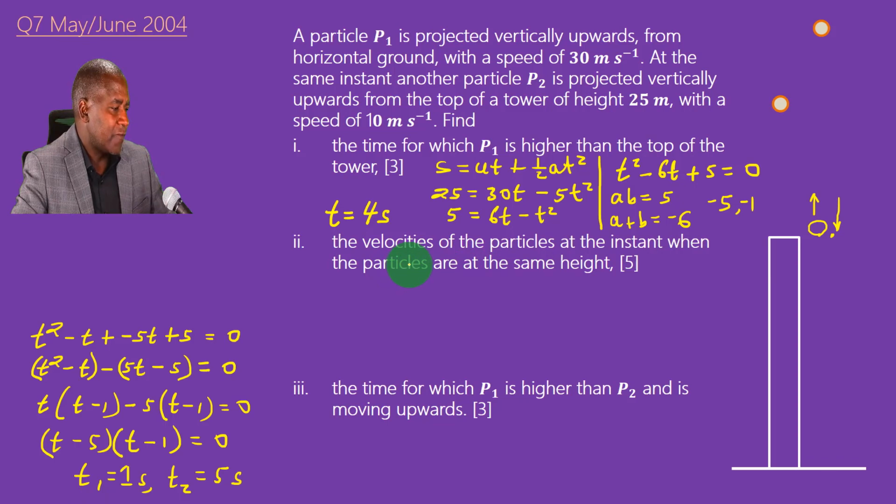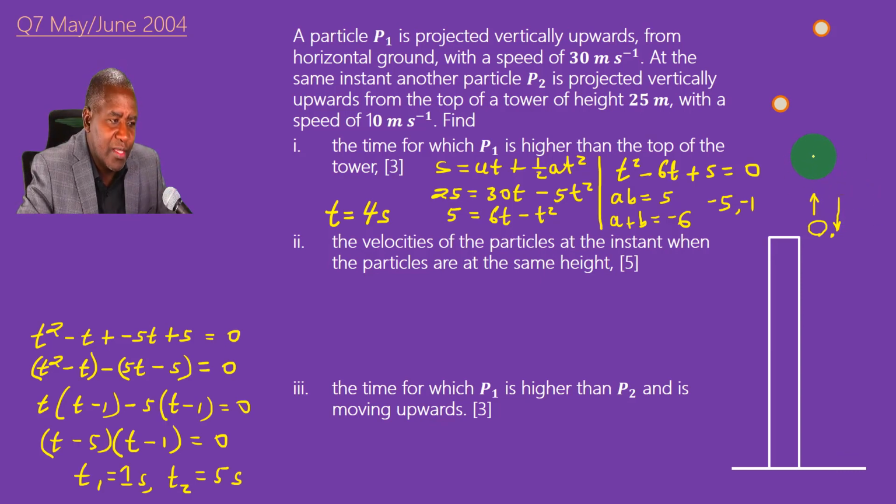Now we are again asked for the velocities of the particles at the instant when the particles are at the same height. They are at the same height. What does that mean? If they are at the same height, let's assume that P2 is somewhere around here and P1 is somewhere around here. They actually are at the same height. It does not matter the direction in which they are moving, but as far as the ground is concerned, they are at the same height.